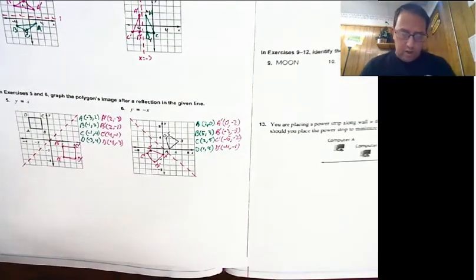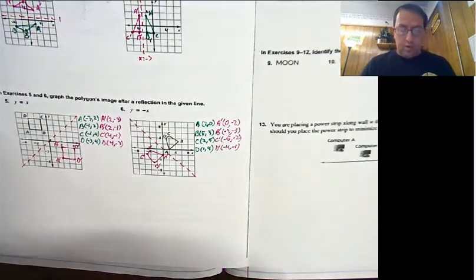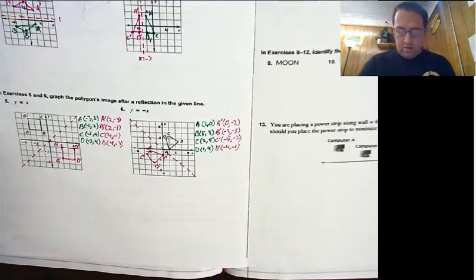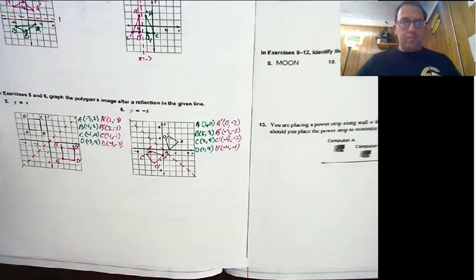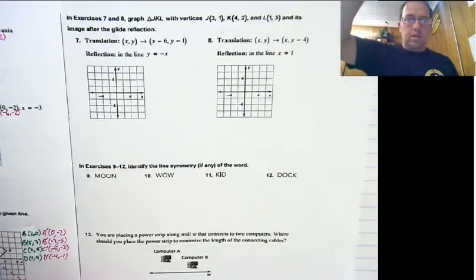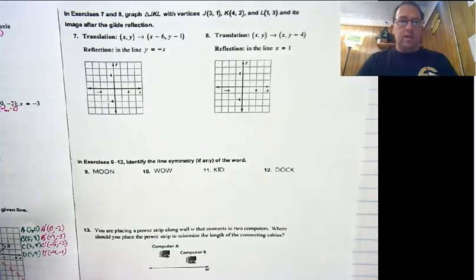And there we have polygon A prime, B prime, C prime, D prime. Didn't draw it just wonderfully, but you get the idea, kind of wiggle. All right, not too bad. Now let's take a look at 7 and 8.